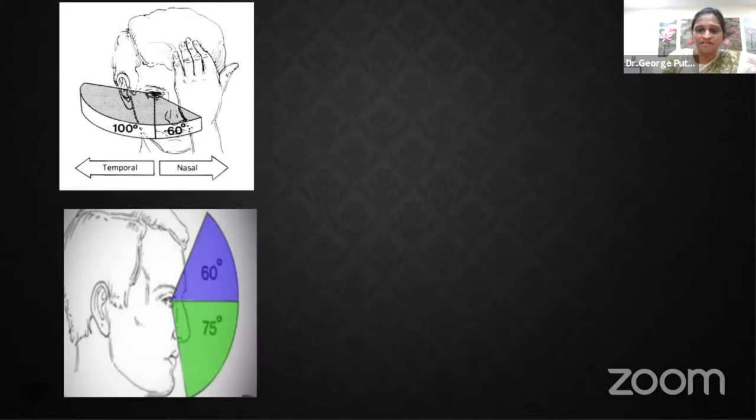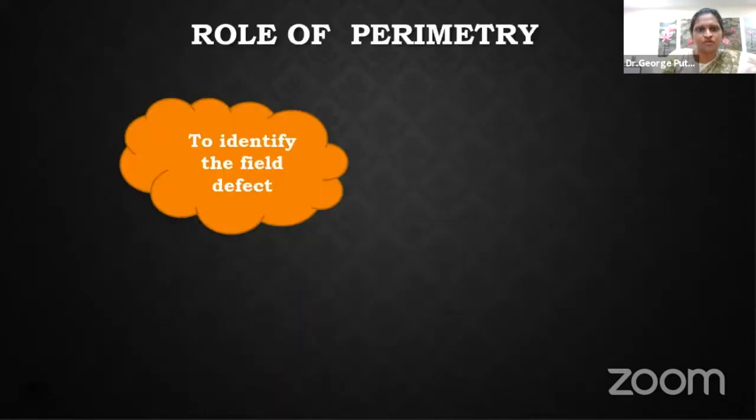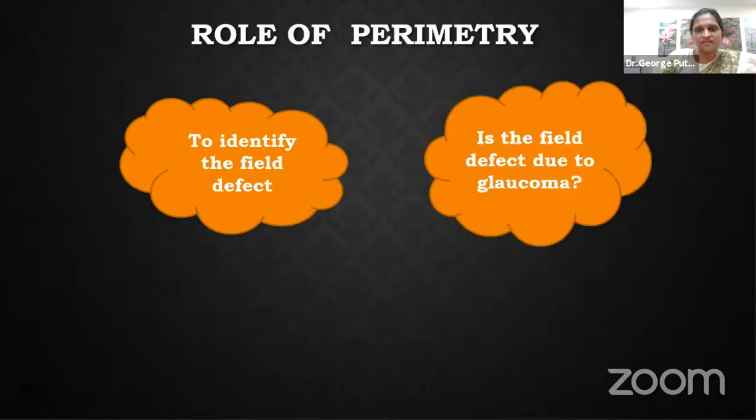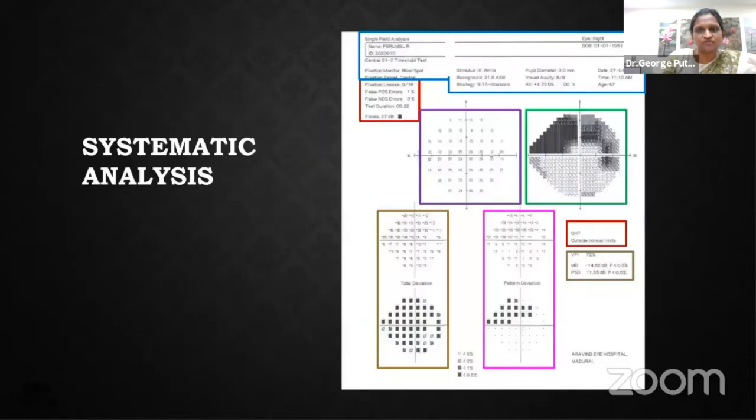Assessing the visual field is very essential in glaucoma because the damage to the retinal nerve fibers initially affects the visual fields rather than the visual acuity. So the role of perimetry is to identify the field defect. Is it a field defect due to glaucoma, and is the field defect progressing or not?